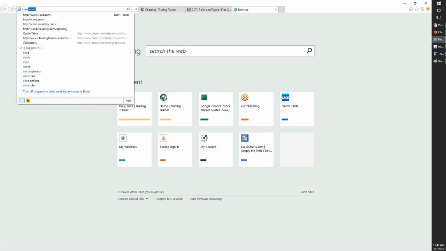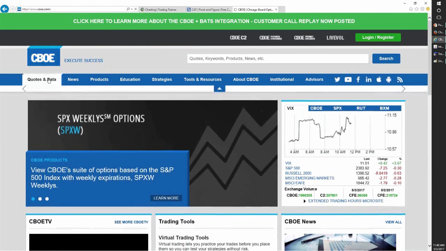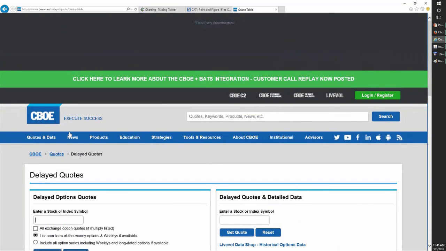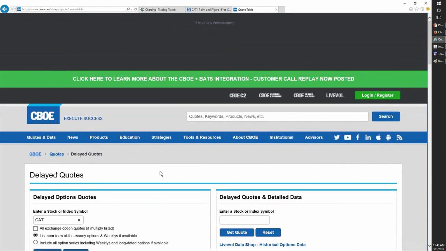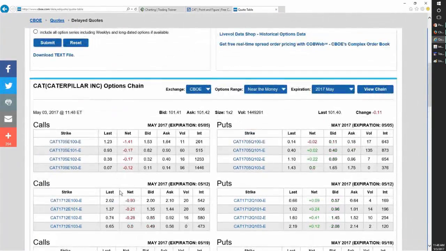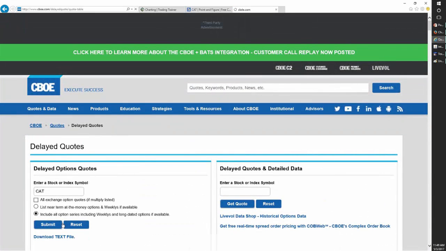But if you just visit the Chicago Board of Options Exchange website, you can come over here and take a look at the quotes. The delayed quotes are free. Let's stick with that Caterpillar and just do some experimenting here. I typed Caterpillar into the quote area, and it's going to give me all the options. I want to look at all the options, not just the near-term options, so I'm going to click on all the options.